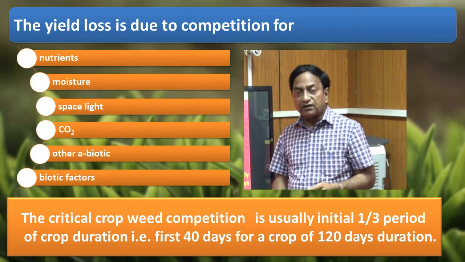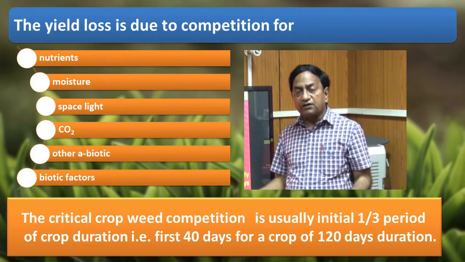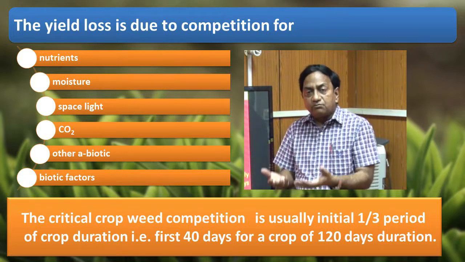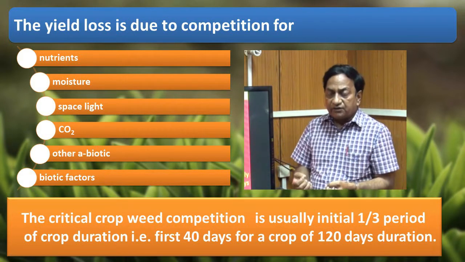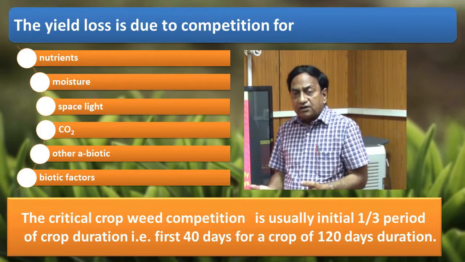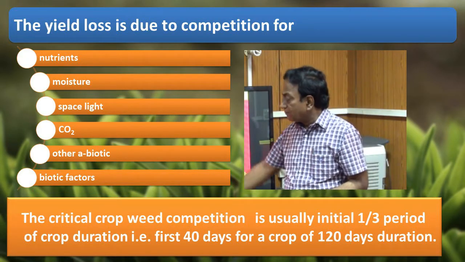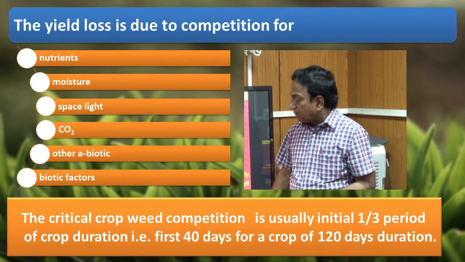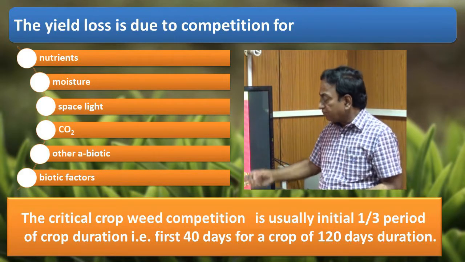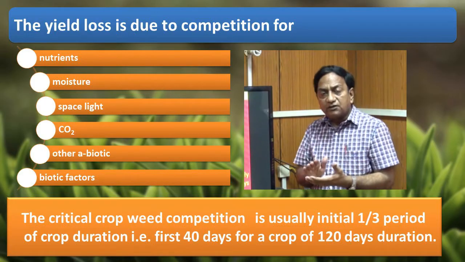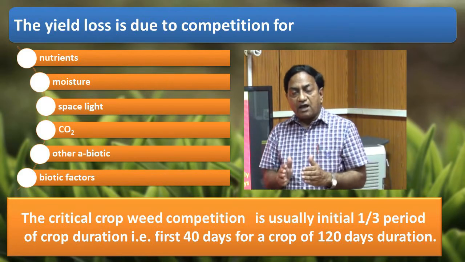Similarly, the carbon dioxide present in the atmosphere is also being utilized by the weeds, and this way little carbon dioxide is available for the crop plant and thus limits photosynthesis. Other abiotic and biotic factors also matter.